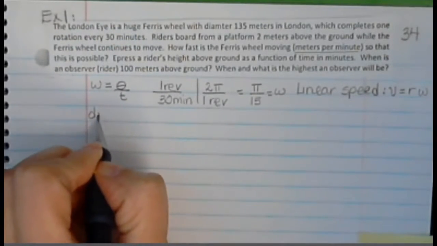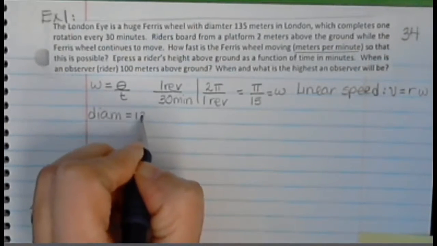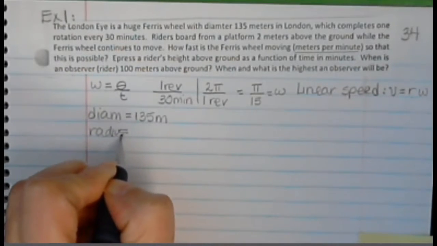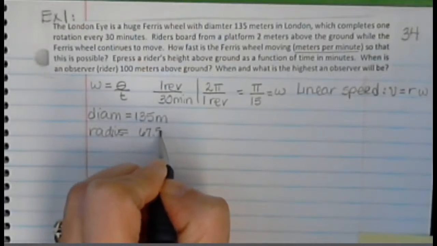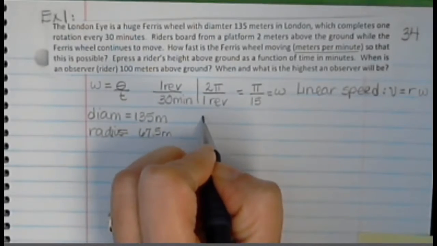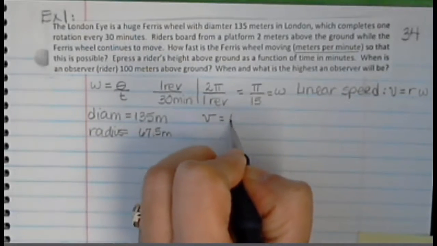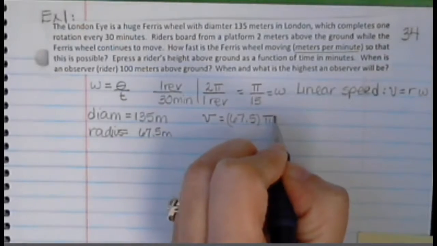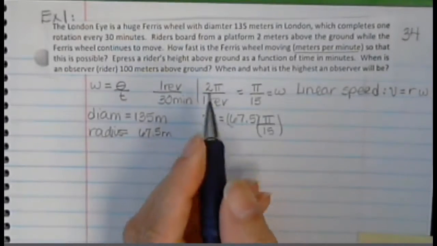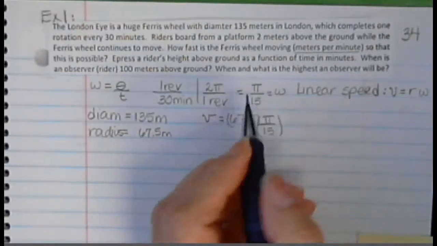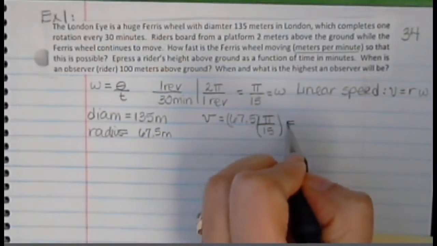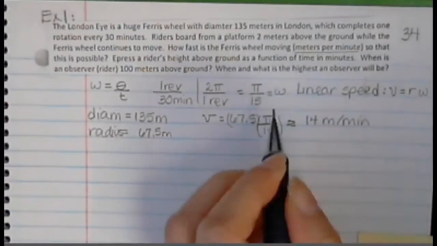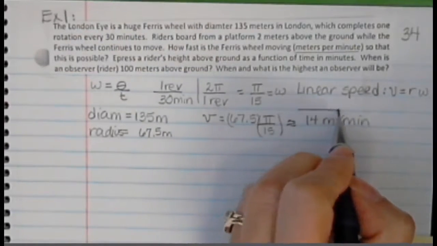So we have omega, we just need r, the radius. Since we know that the diameter is equal to 135 meters, then we know that the radius is equal to 67.5 meters. So our linear speed is going to be 67.5 meters times pi over 15. That's our frequency, or our omega. When we put it in our calculator, it's going to come out to about 14 meters per minute. Think of that as 14 steps in 1 minute. So it's going pretty slow.